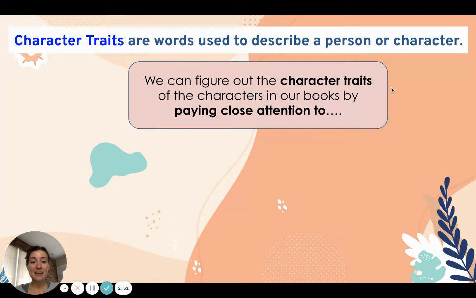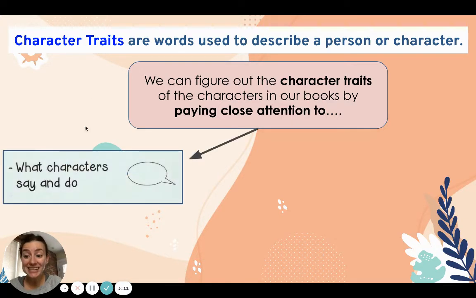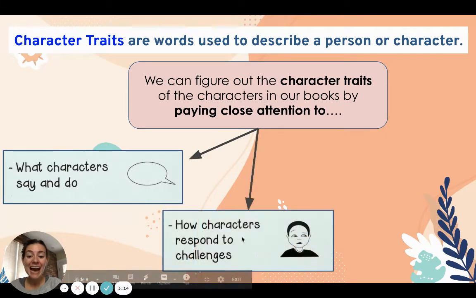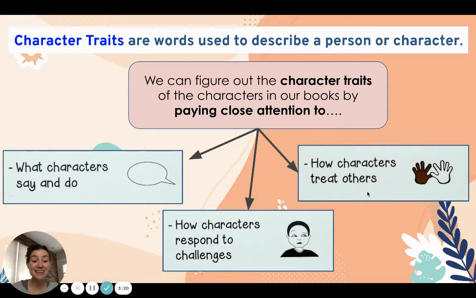Now, you may be thinking, okay, I know how to figure out a character trait for myself because I know myself. But it's a different story when you're thinking about a character who you don't even really know. That's why we have to pay close attention to the characters in our books. We have to pay attention to what they say and do, how they respond to challenges or problems, and how characters treat others. By paying attention to these three things, we can figure out what a character is like as a person on the inside. We can figure out their character traits.